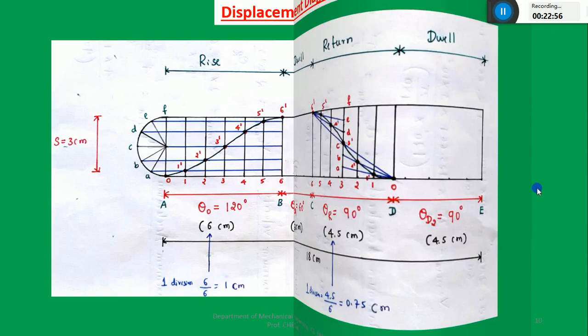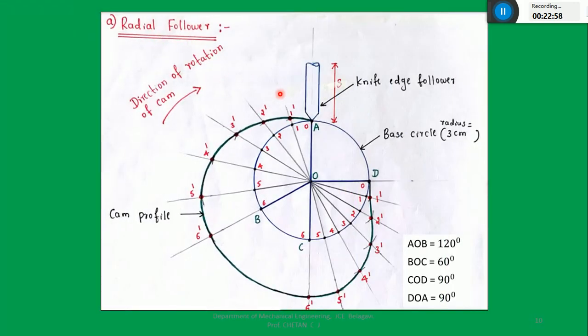And after that, you need to draw the cam profile. This carries 5 marks for the radial follower. So this is the cam profile you need to draw for these 4 angles.